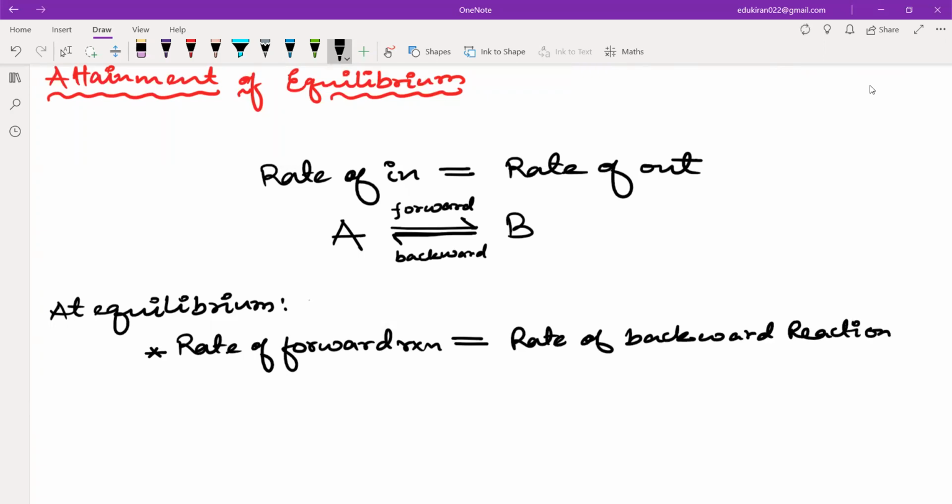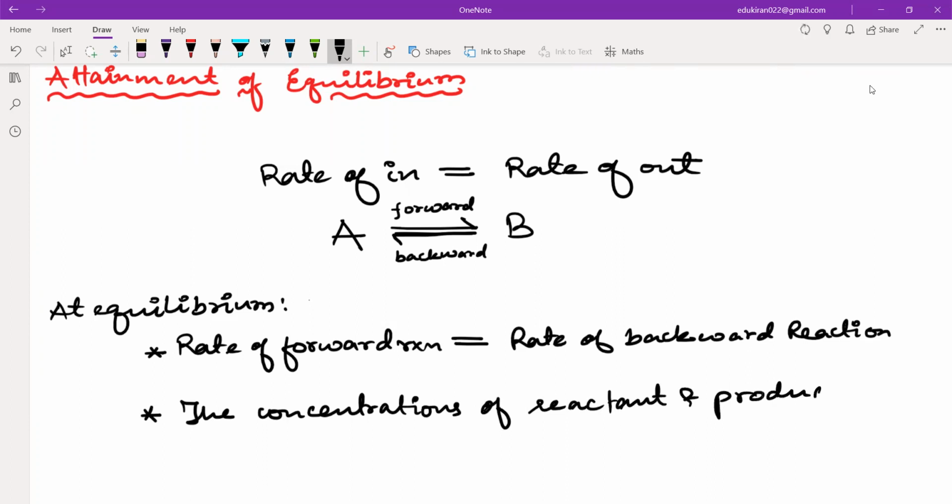Okay, this is one thing. Another thing is that the concentration of reactant and product will become equal or constant. Guys? Sir, constant. Constant, okay? It will become constant.